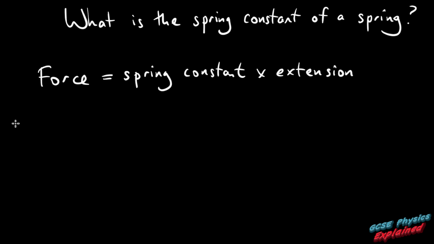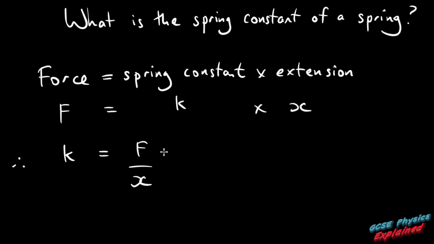And then if we rearrange the equation, we could put F equals K times X, or sometimes it's E instead of X. So let's rearrange that to get K, the spring constant. So spring constant is going to equal F over X. The units of force are newtons and the units of extension are meters. So that means the units of the spring constant are going to be newtons per meter.